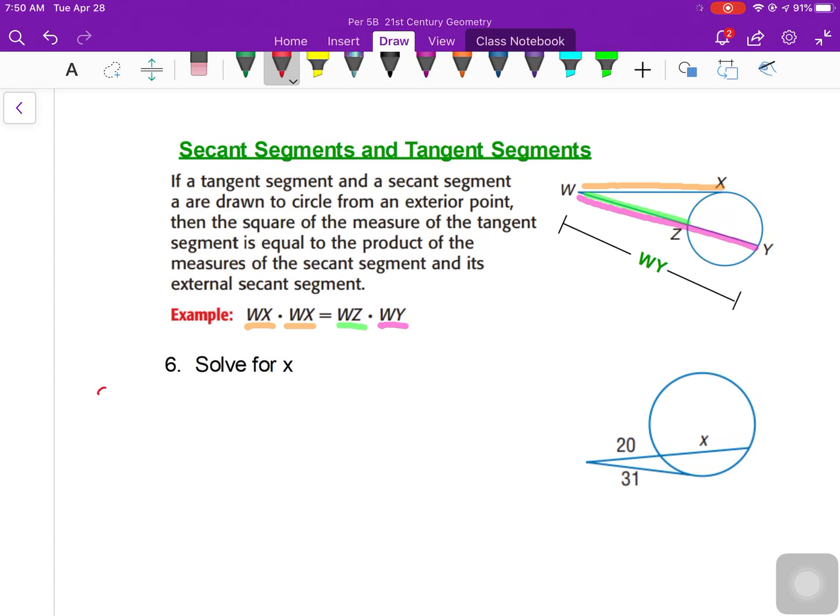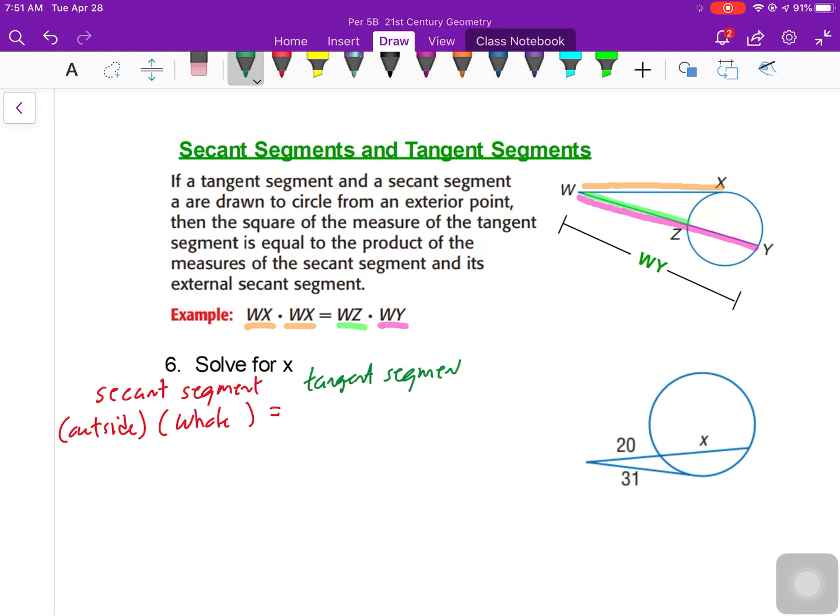So let me show that to you one more time because it can be confusing. For the secant segment, we take outside times whole length. But then for the tangent segment, the outside and the whole length are the same, so we end up taking outside times outside.